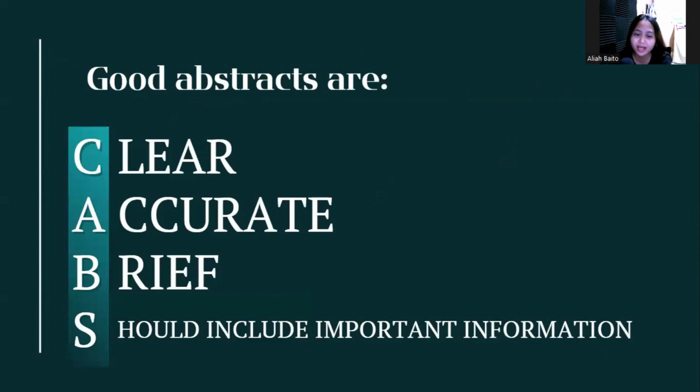Always remember that a good abstract is clear, accurate, brief, maikli lang, and should include important information, or just familiarize yourself to the first letters of those adjectives, the CABI.